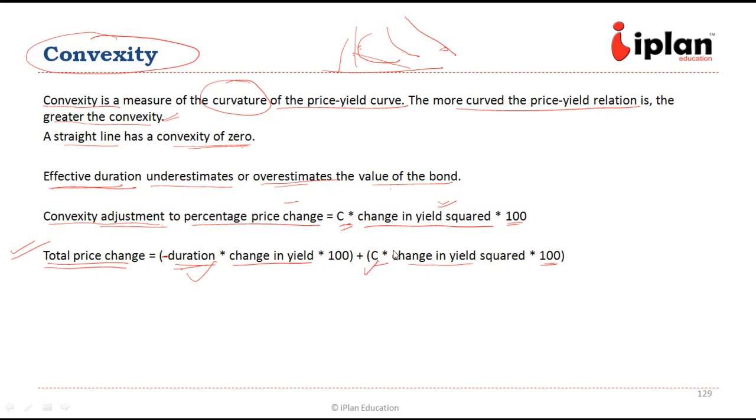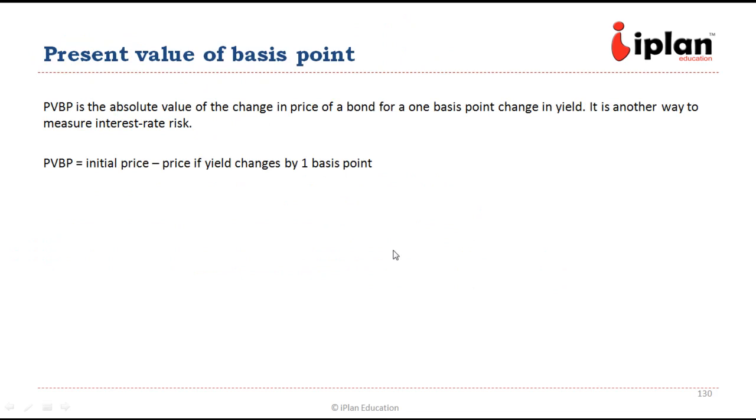Now let us look at another parameter to capture this relationship between interest rate, or market yield, and the price of the bond. This is the present value of a basis point. This is the absolute value, which is the change in the price of the bond. Earlier we were talking about percentage change in the price. Where we talked about duration, we were looking at the percentage change in the price of the bond. But in the case of present value of a basis point, we are looking at the change in the price of the bond in absolute dollar terms for one basis point change in the yield.